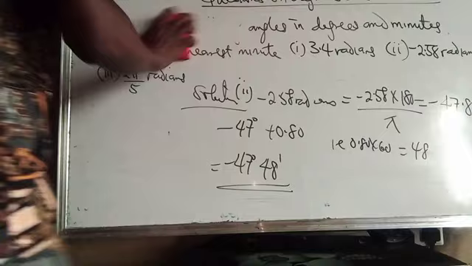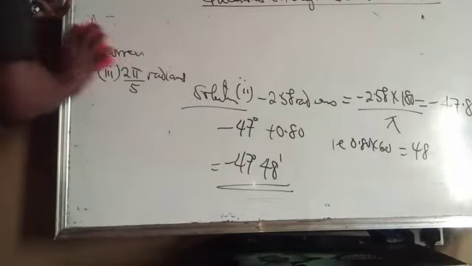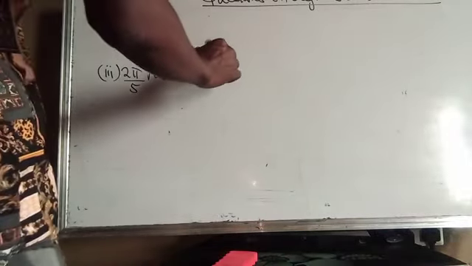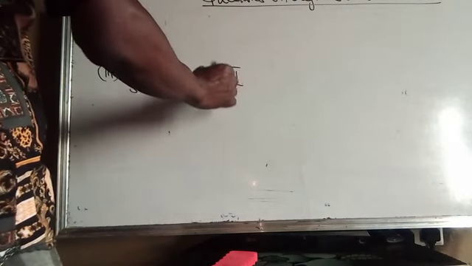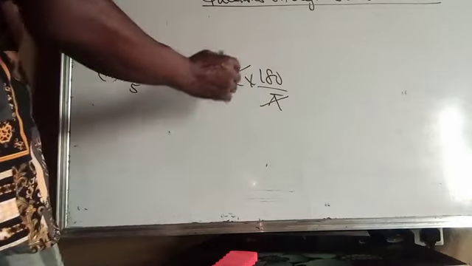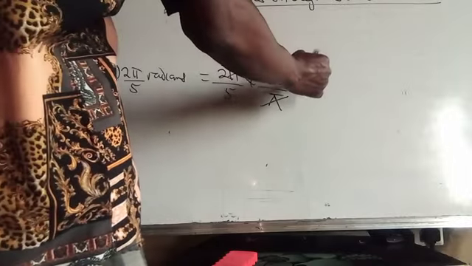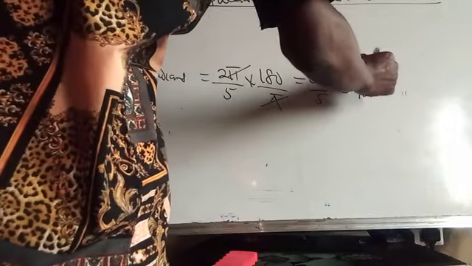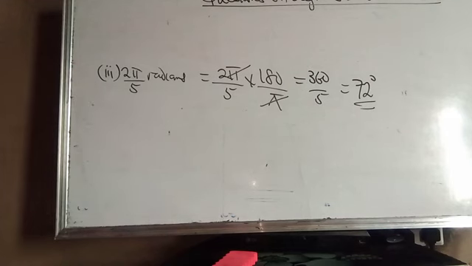Now the third one. 2 pi over 5 radians. Now this one will be 2 pi over 5 multiplied by 180 degrees all over pi. Pi will cancel pi. So you'll be left with 2 times 180, that's 360 all over 5. 360 over 5 is 72 degrees. This one does not have a decimal version of degree, so it is 72 degrees. There won't be any minute value in that.